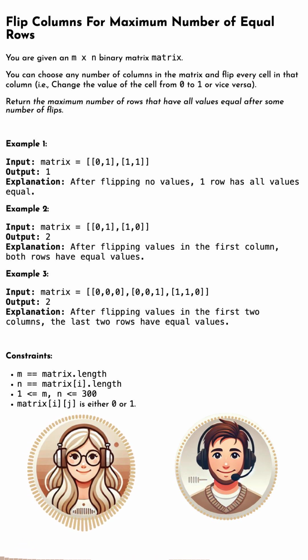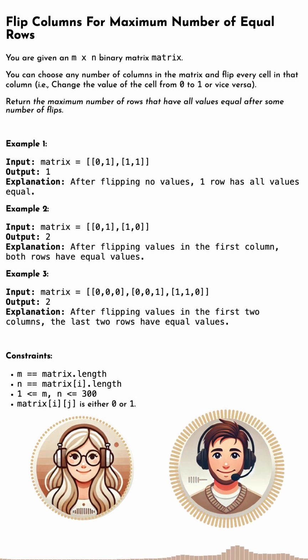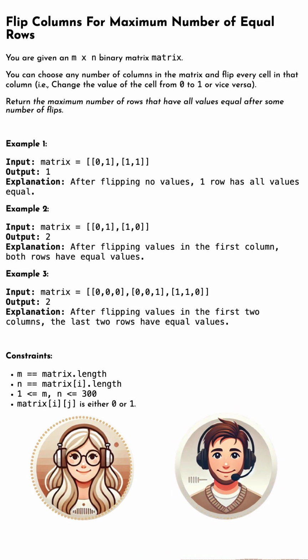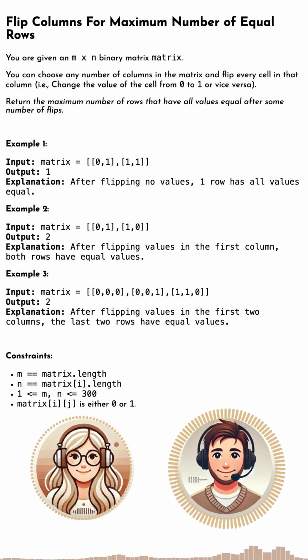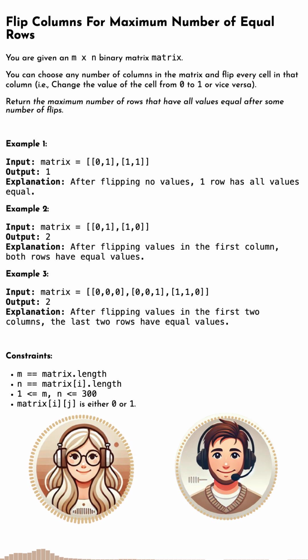So normalizing essentially means making sure all the rows start with a 0. If a row starts with a 1, you just flip all the bits in that row. Oh, interesting. So we're kind of standardizing the starting point for each row. Exactly. This way, rows that could become the same after some column flips are treated as the same from the start, even if they look different initially. For instance, the rows 1, 0, 1 and 0, 1, 0 become identical after you normalize them. So by normalizing them, we're revealing this underlying pattern that wasn't immediately obvious.